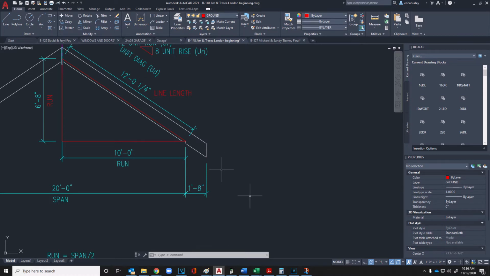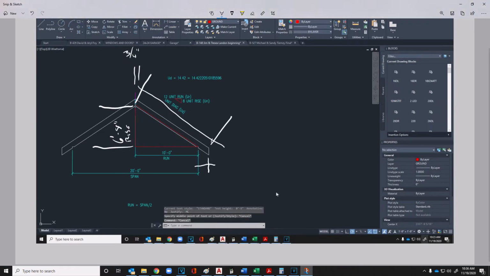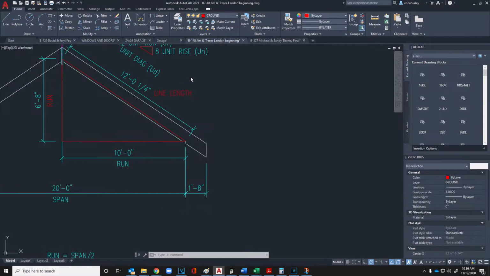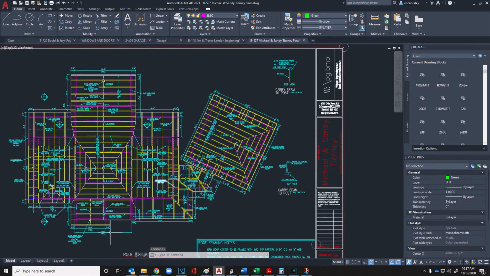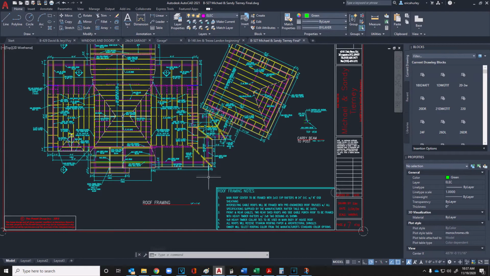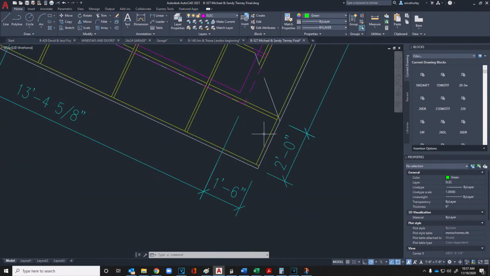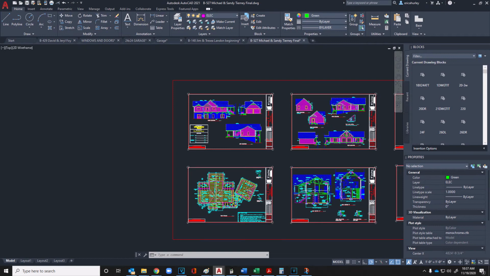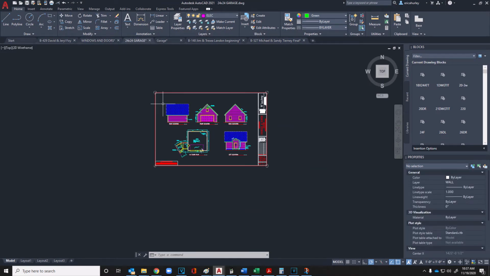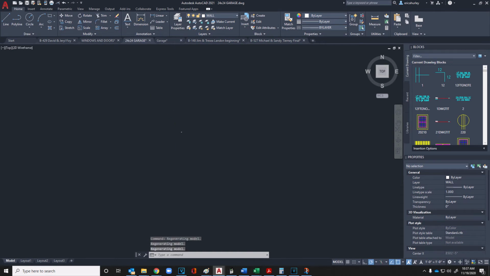All right, so let's go back over here. I've established that. Technically, if I were really doing the right job, I could go to the roof framing plan and look on here, and this particular one is 1'6". Let's see if I have another one. I might have drawn the darn thing wrong. I don't know. It's not on there.